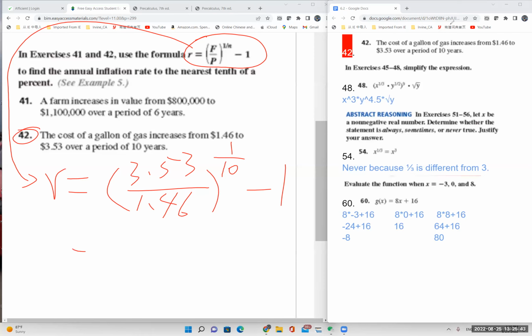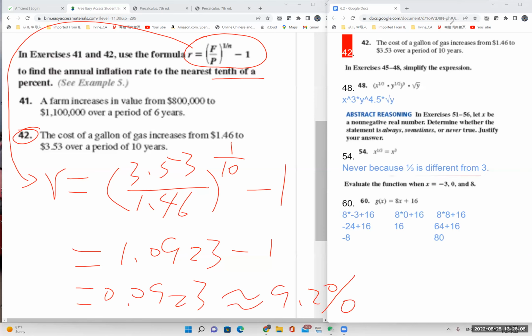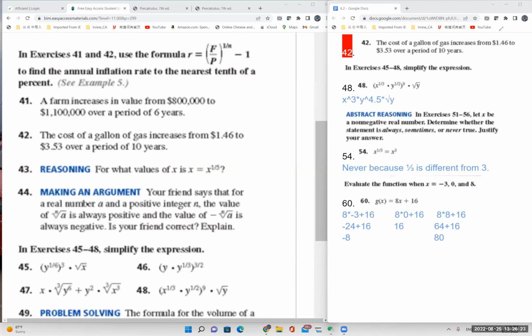Okay, what I get is 1.0923 minus 1. That means 0.0923. Here, round to the nearest tenth of a percent, so it's about 9.2%. Okay, you can just screenshot and do more work on this problem after class. Okay, next.